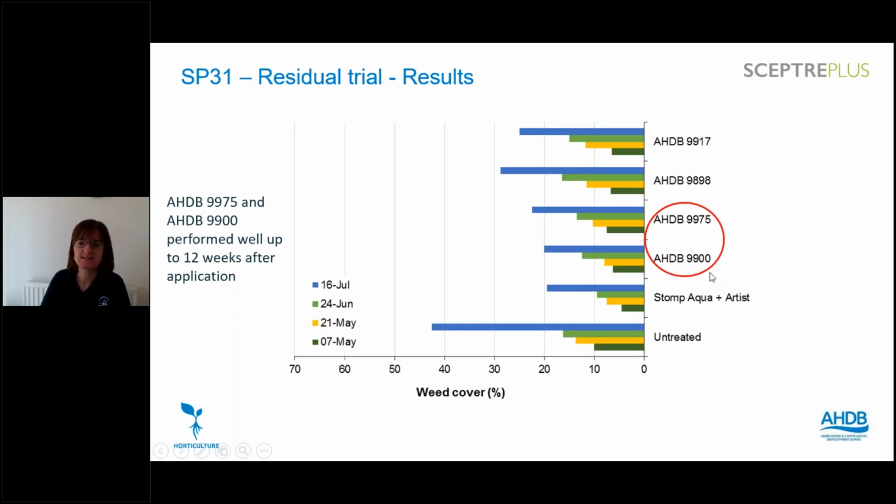So I've circled these 2 here, 9975 and 9900, because they just stand out a little bit more in giving us better weed control. So particularly 9900, which is very comparable to what we're using at the moment, the Stomp Aqua and Artist standard product. But all of these are giving us good results and are promising for the future.